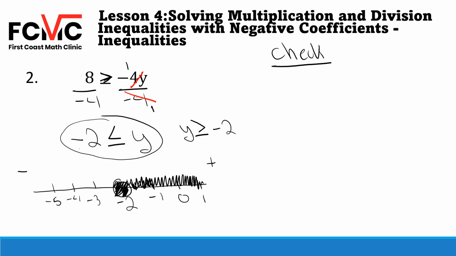So our check now, we want to choose the easiest value to check usually, and if we've got a 0, that's usually our easiest value to work with. So let's use that. So I'm going to use 0 for my check. So in our original inequality, 8 is greater than or equal to negative 4y. Let's put that 0 in for y.